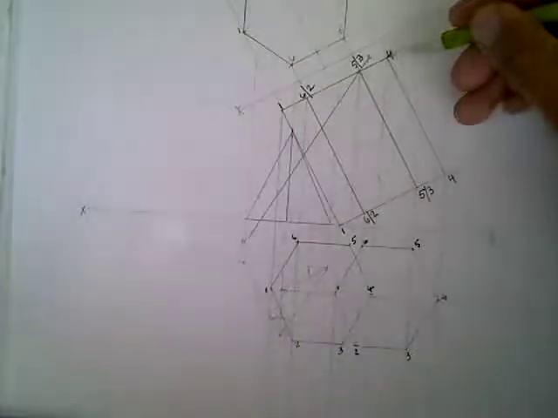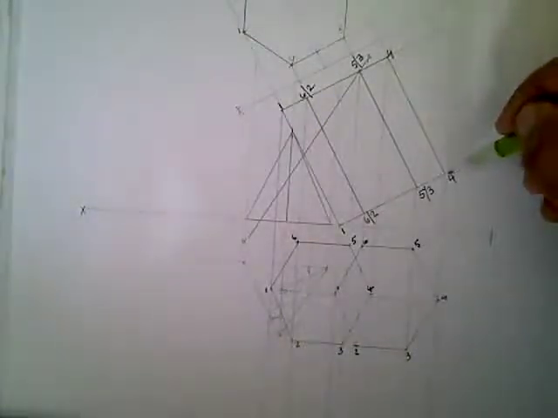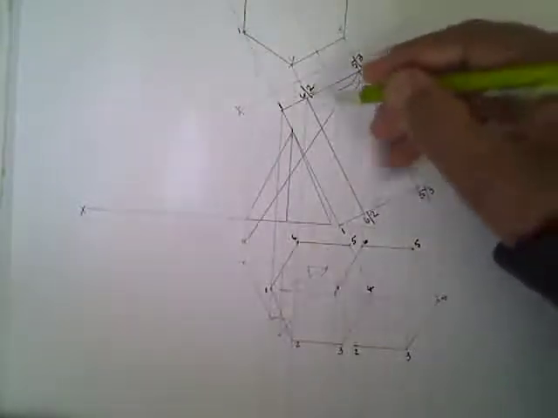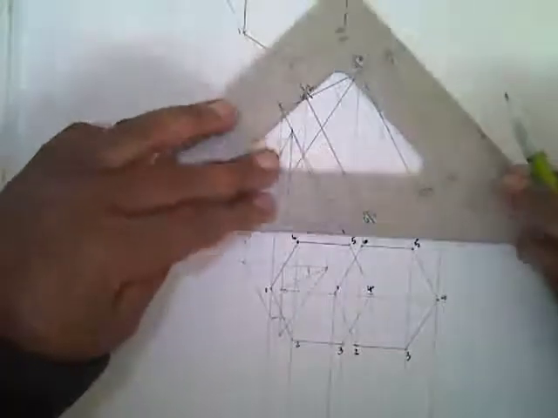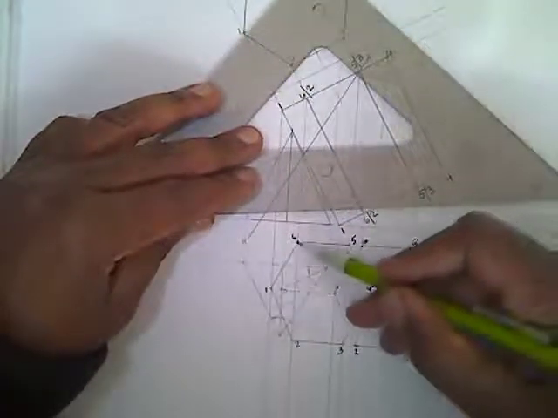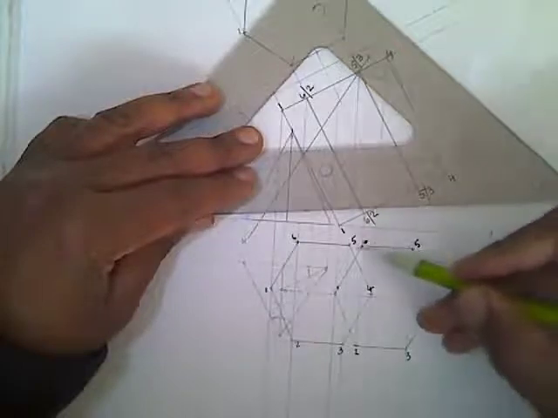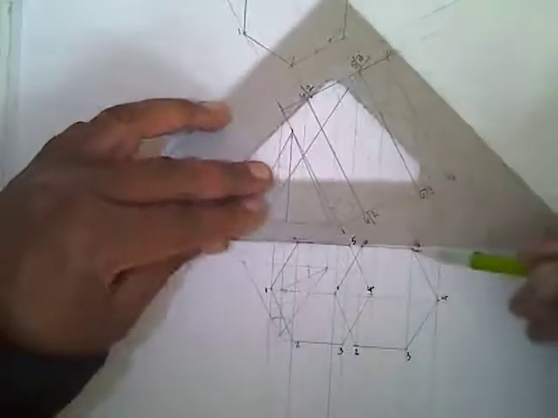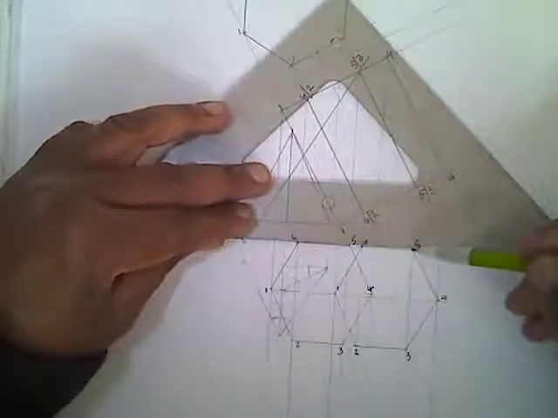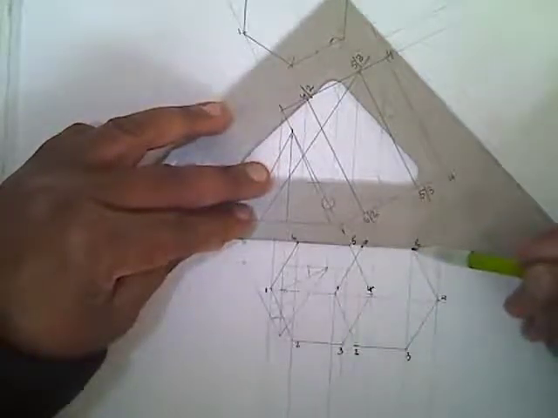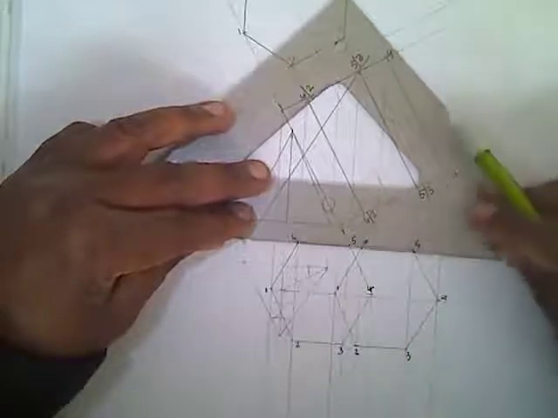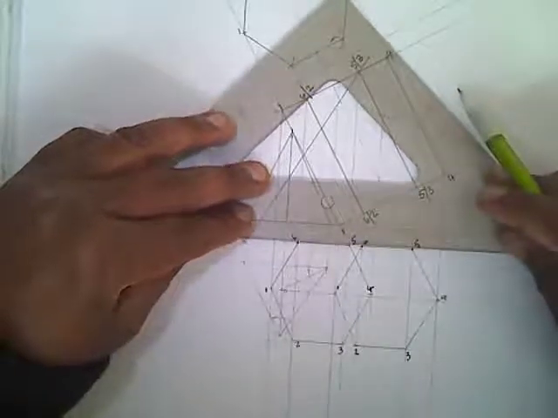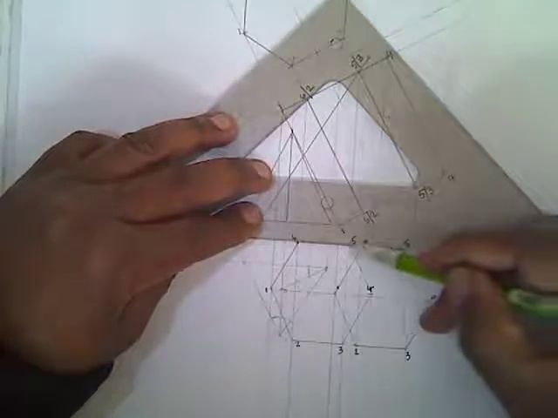4 joins 4. 5 joins 5, 3 joins 3, and so on and so forth. 6 to 6, 2 to 2, 1 to 1. Let's do that. When you look at it here, you will see 6 to 6, 1, 6 to 6, 5 to 5. That will make at least one line. It will look like one line here. That's how it will look. I should have done that with a T-square.